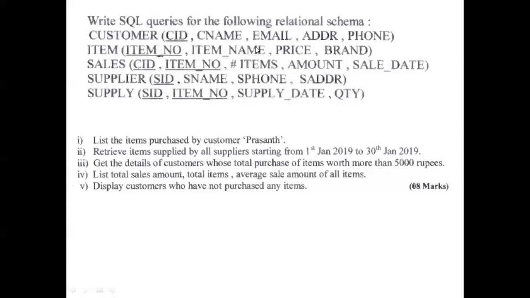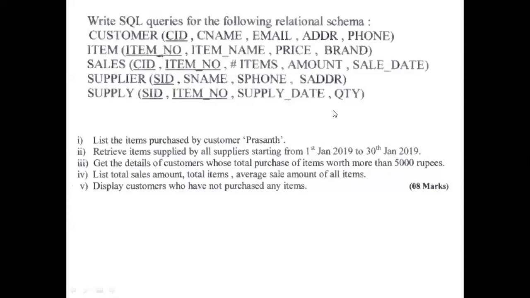Good morning, everyone. In today's class, we will discuss a few SQL queries. So, before moving to the fourth module, consider this particular relational schema containing five tables: customer, item, sales, supplier, and supply.